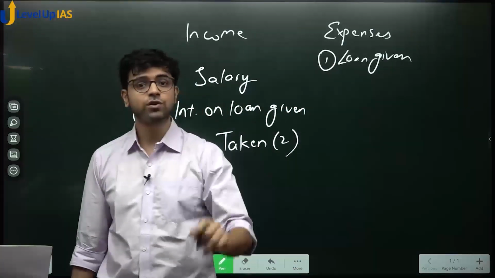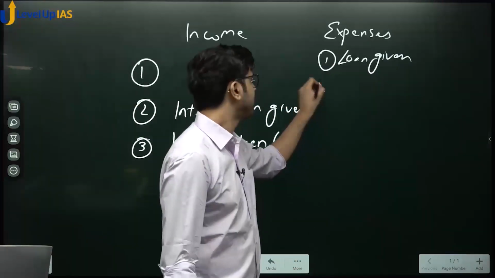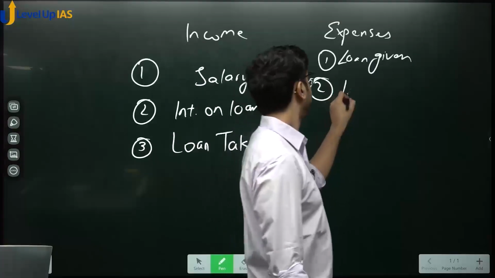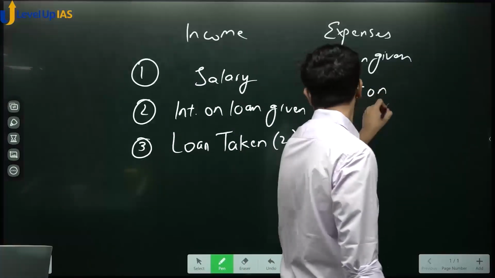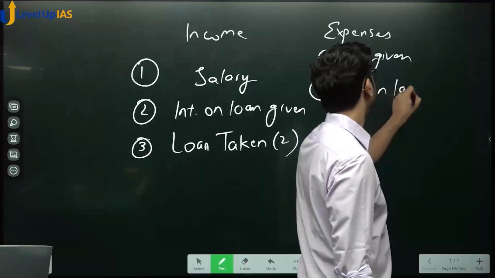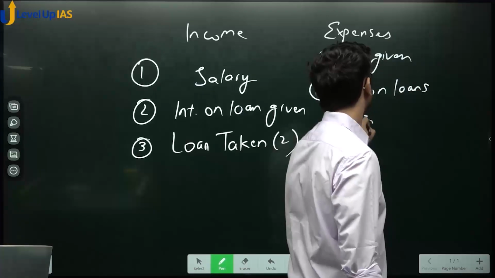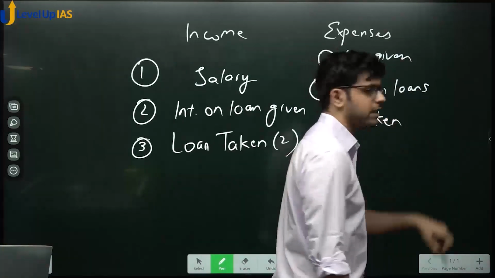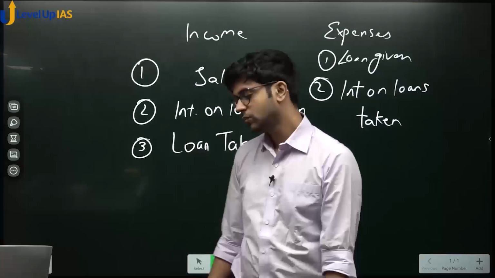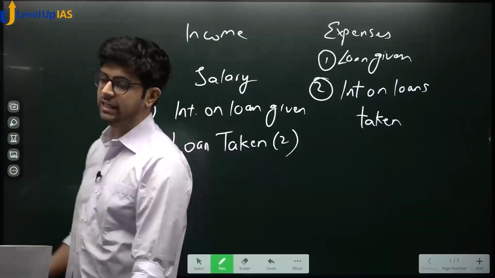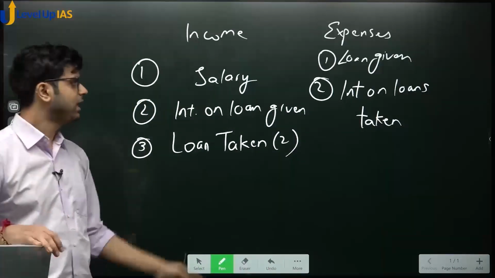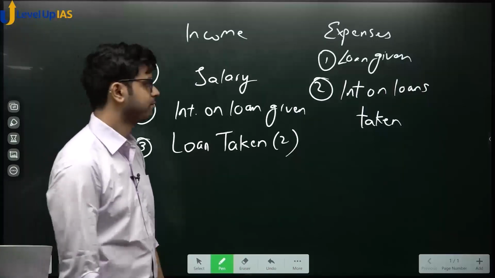But you have to give interest on those loans. So you will write it here. Yes or no? Interest on loans. What should I write? Given or taken? Taken. Barabar hai? Any other expense which we saw?